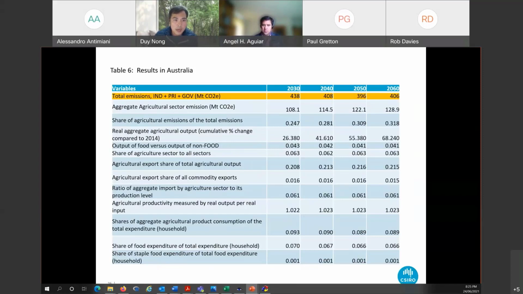But when we look at other results, for example, emissions from the agricultural sector also increase slightly over time. And the share of agricultural emissions in the total emissions also increases from 0.2% to 0.3% from 2030 to 2060.